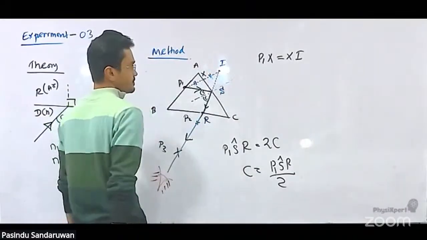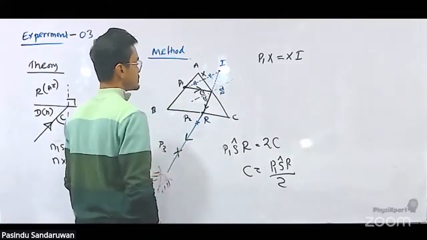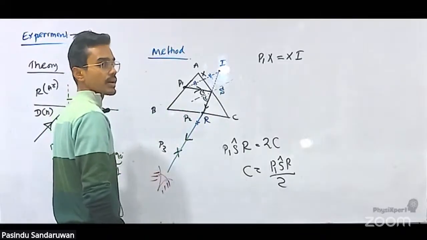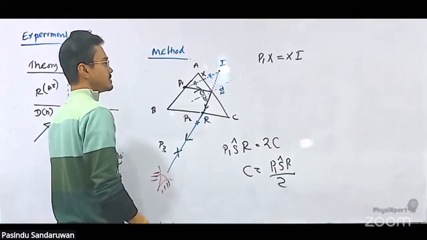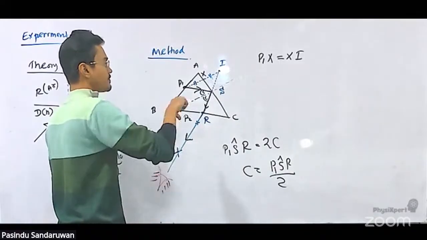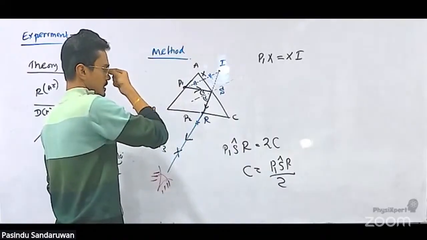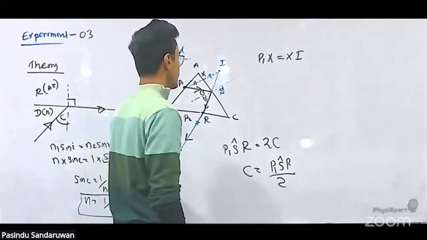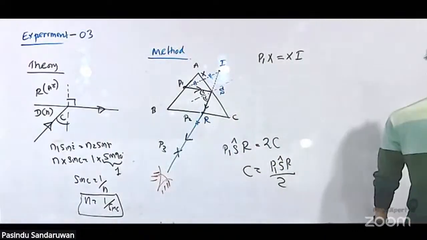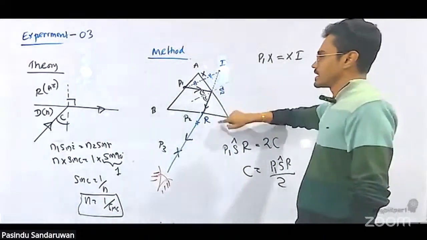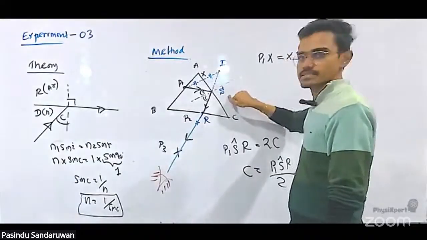Connect I and R, and label the meeting point of IR with AC as S.